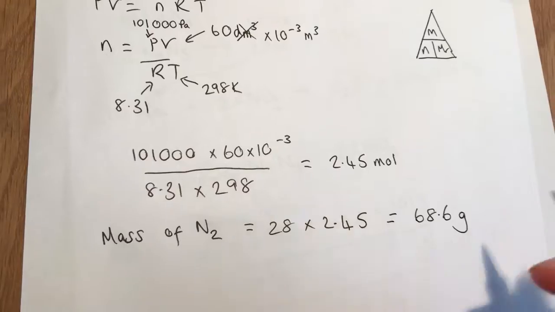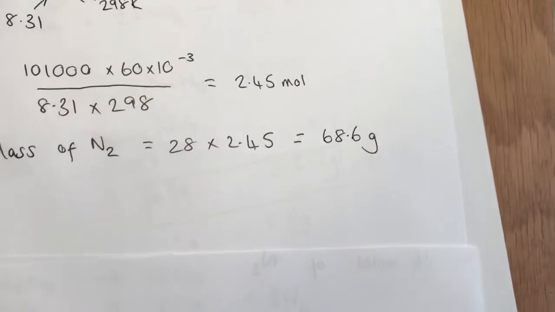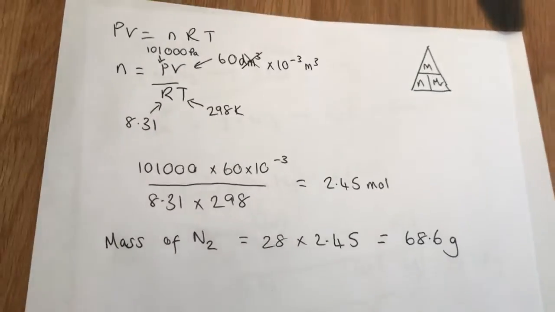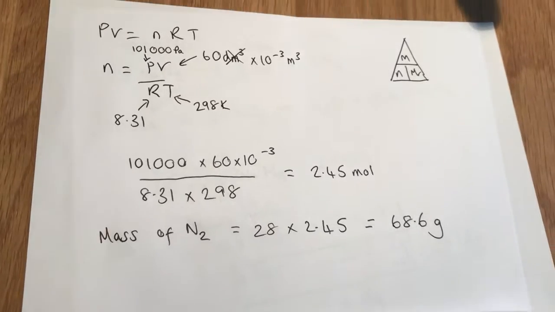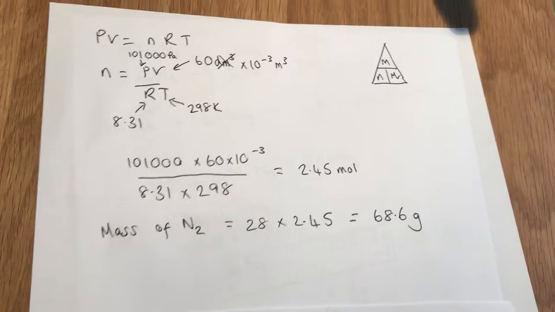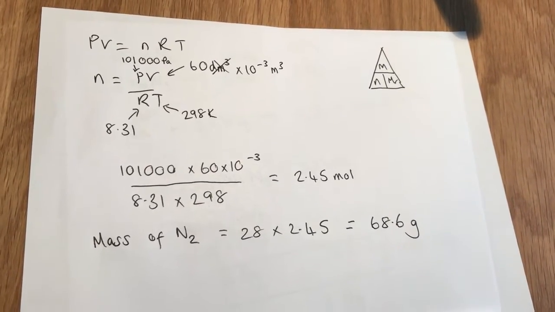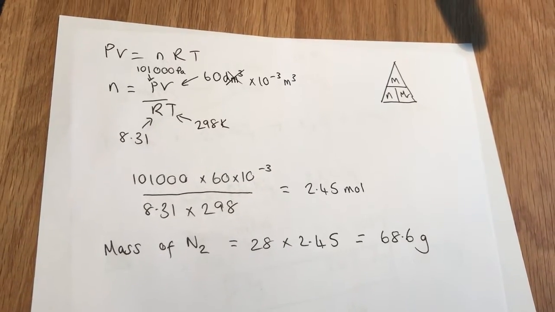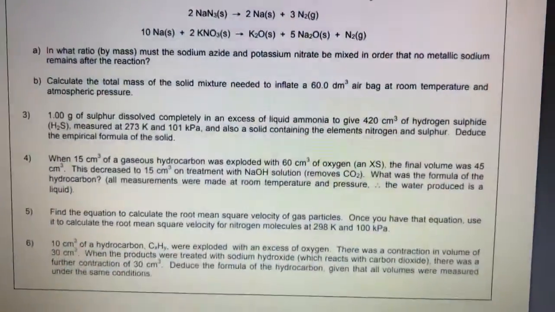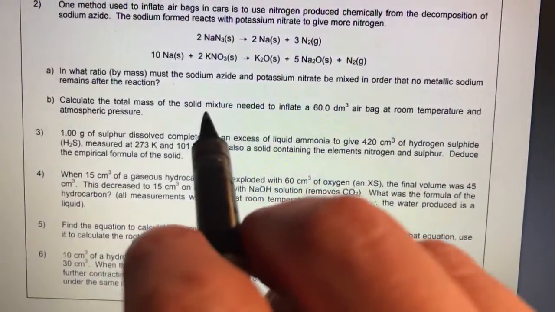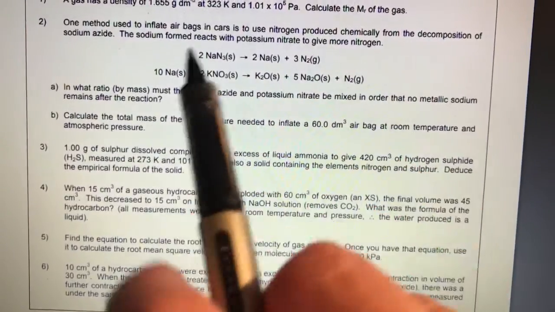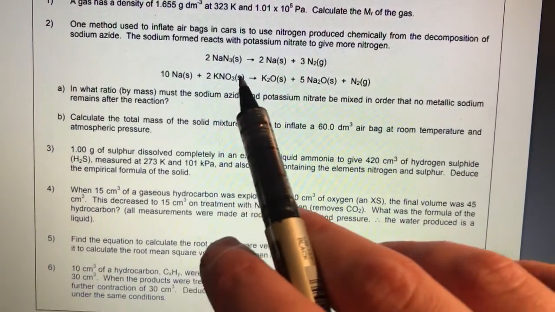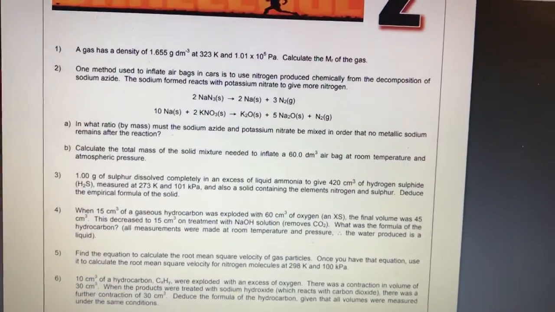So the mass of nitrogen that is produced in 60 dm³ of nitrogen equals 28 times 2.45, which equals 68.6 grams. Now this is where we're going to use some lovely ratios, and we've got to go back to the question, because that tells us the mass of nitrogen, but the question is asking us to calculate the total mass of the solid mixture, which is the sodium azide and the potassium nitrate.